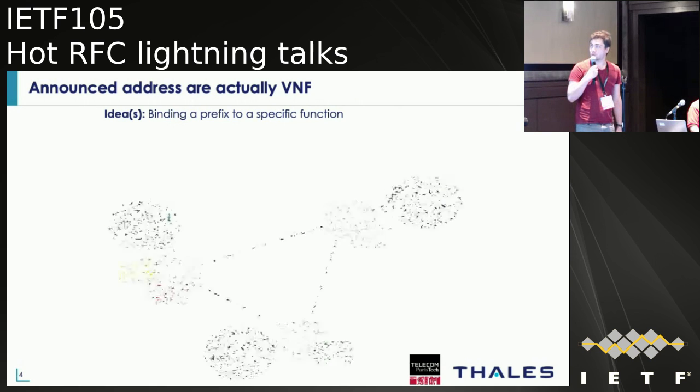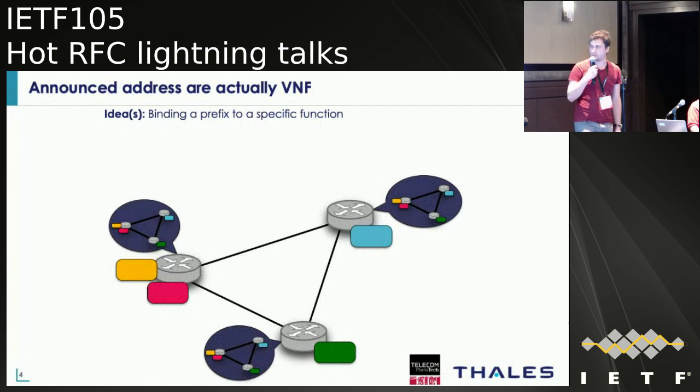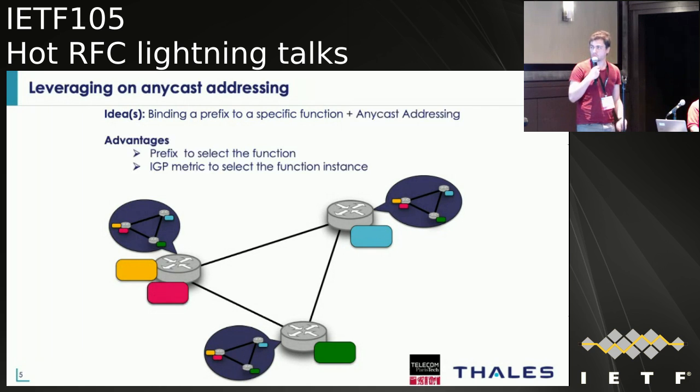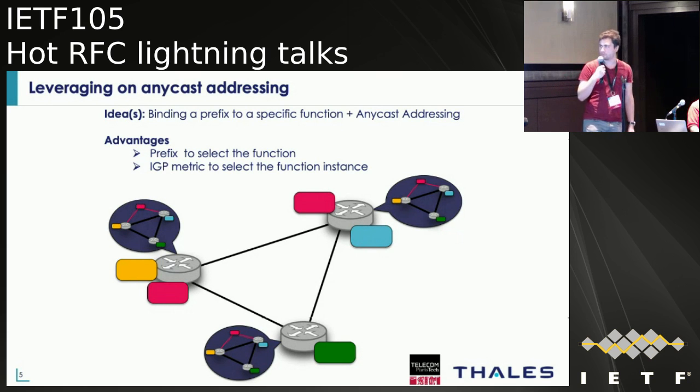What we propose is to bind some prefix to a specific function such as firewall and IDS, allowing us to use the routing protocol to route through the functions, and to use anycast, and to use the IGP metric to select the function instance. As a consequence, you have a logical network view, where you have, for instance, the pink node, which represents a firewall, and the two instances on the two routers will be different based on some metric related to the instance.